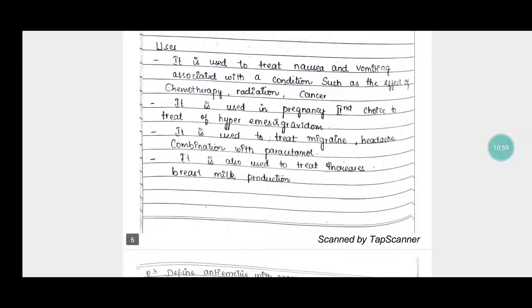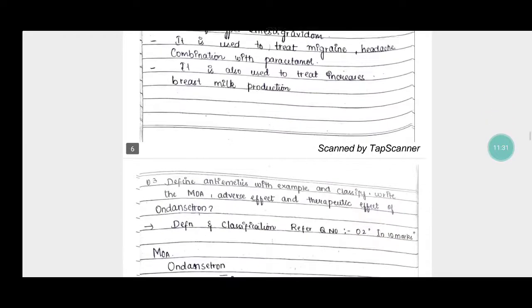And the therapeutic uses are: number 1, it is used to treat the nausea and vomiting associated with conditions such as the effect of chemotherapy, radiation and cancers. It is used in pregnancy as a second choice to treat hyperemesis gravidarum, and it is used to treat migraine headache in combination with paracetamol, and it is also used to increase breast milk production.